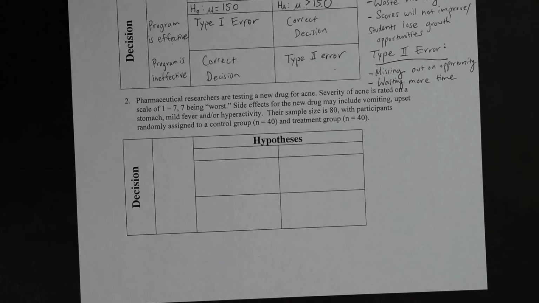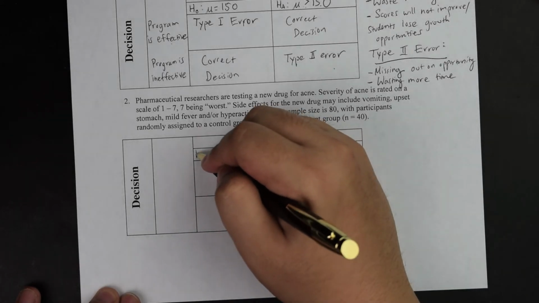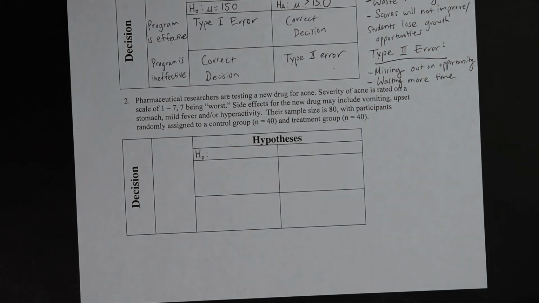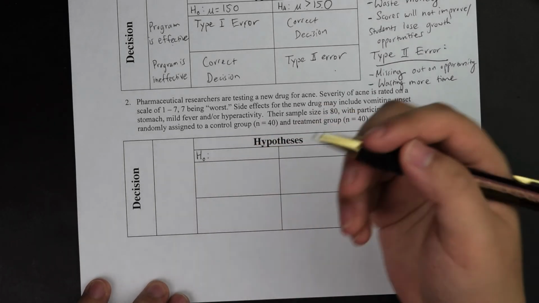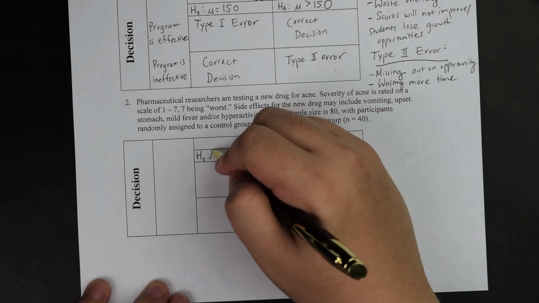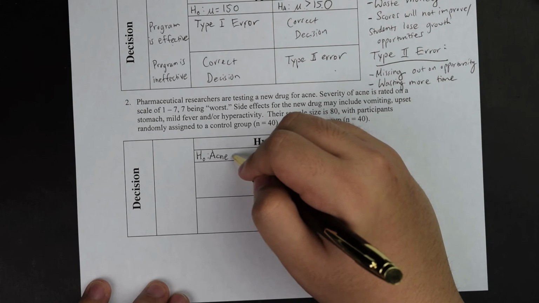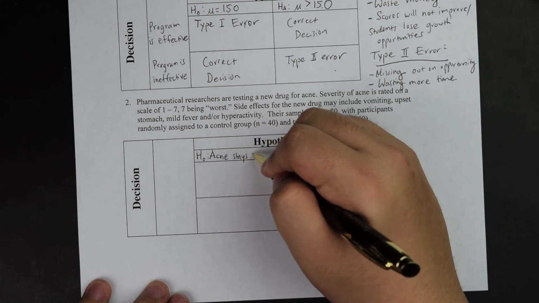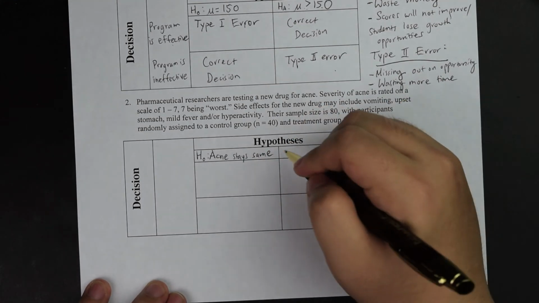Their sample size is 80, with participants randomly selected into a control group, n equals 40, and a treatment group, n equals 40. Alright, perfect. So H null. The idea is that they're testing, based around acne, whether or not the medication works. If I'm taking medication and it's not working, that means acne doesn't change, or basically it stays the same. Acne stays the same. That means the medication is not working.